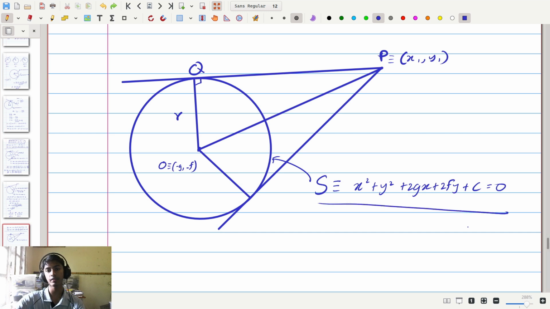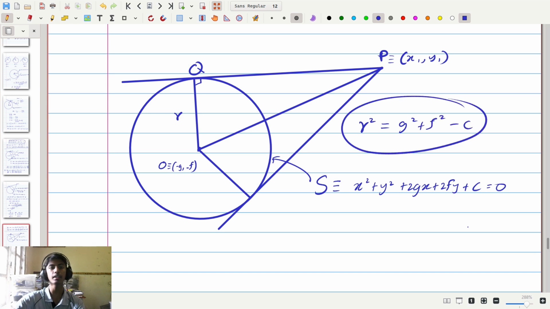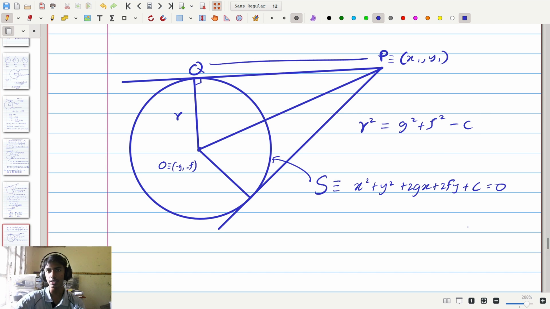Here the circle is given by the standard equation x squared plus y squared plus 2gx plus 2fy plus c equals 0. Here we can see the length OQ is in fact the radius r. I'm going to write down the formula that we derived for that, saying that r squared is equal to g squared plus f squared minus c. We're going to be using this in now solving to find the length PQ.